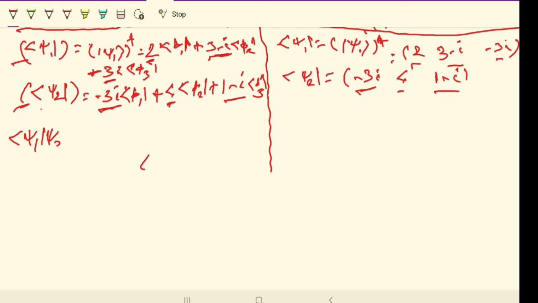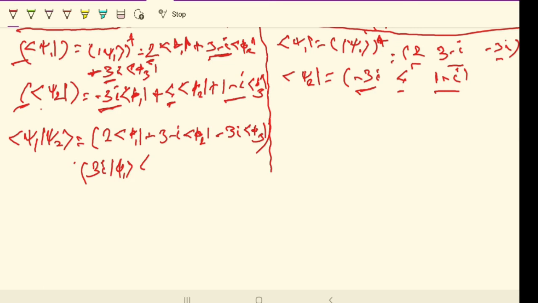So the same thing. Now what will be the inner product of psi1 and psi2 equal to? The inner product of psi1 and psi2 will be equal to bra psi1, which is nothing but 2 phi1 plus 3 minus i phi2 minus 3i phi3. Correct? And it is inner producted with ket psi2, which is 3i phi1 plus 4 phi2 plus 1 plus i phi3.